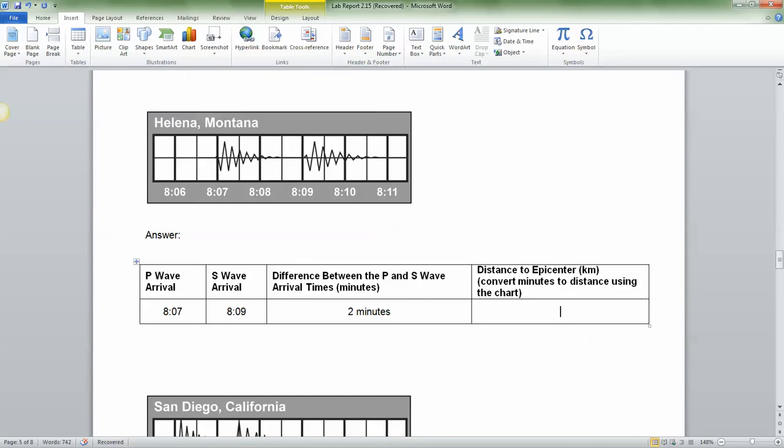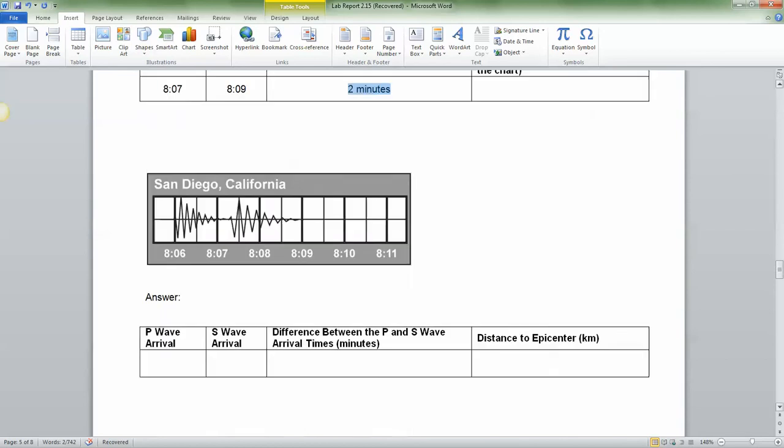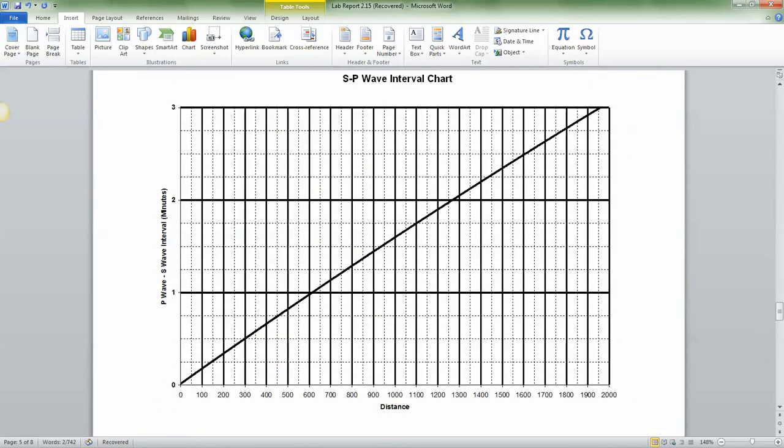You're going to use the 2 minutes that you found here to find out how far away the seismograph is from the epicenter of the earthquake. The way you do that is you locate your minute mark up on the y-axis. Here's 2 minutes. You're going to follow this across your graph until it hits the solid diagonal black line, and then you follow it down the graph to the x-axis. You can see that it lands right between 1200 and 1300, so it would be at 1250.